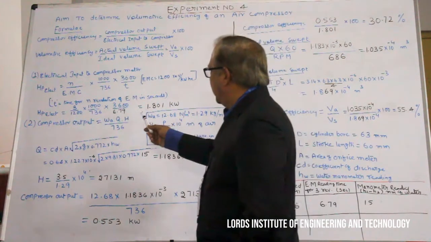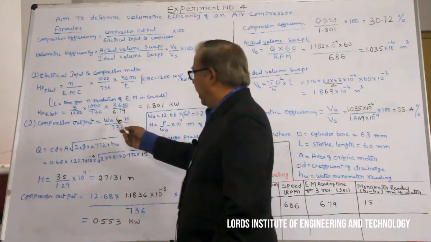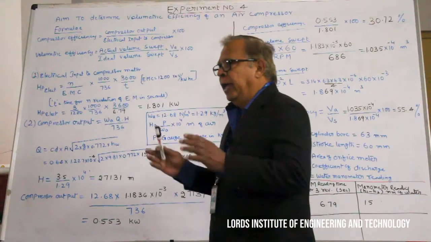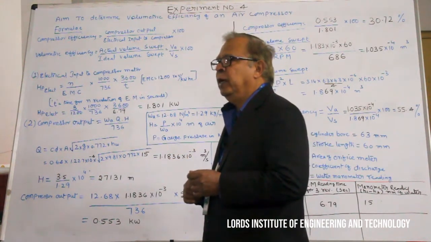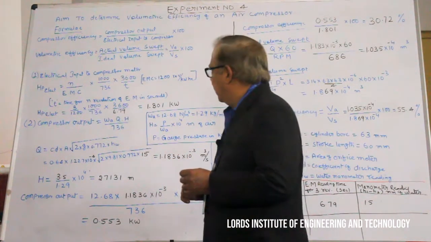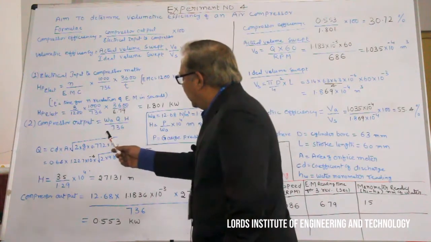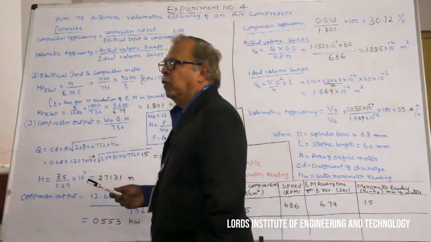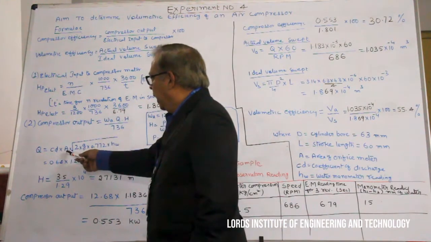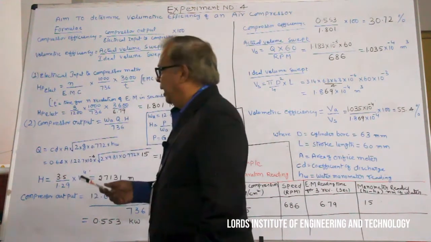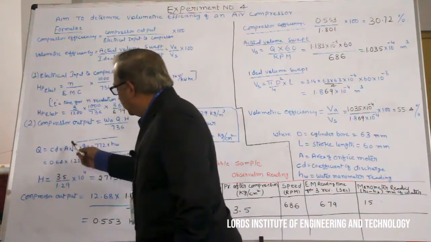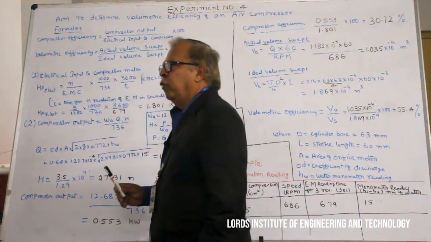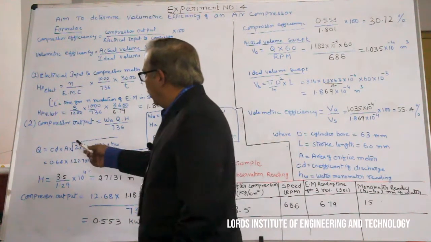Then the second part is the flow rate of air. I told you, we are using an air box which has an orifice meter and manometer, right? So now here we can calculate the flow rate of air using this formula. Q is equal to CD into area into under root 2GH. So this part is area and this part is velocity. So the flow rate of air we can calculate by this formula.